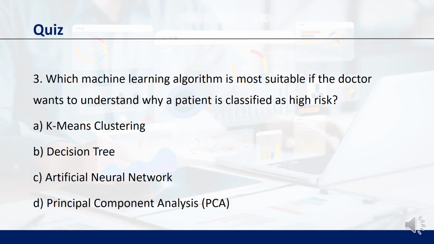The correct answer is decision tree. Why? Because the decision tree represents the prediction through a sequence of understandable decisions. We follow the path from the root node through decision nodes and the branches until we reach the final leaf. K-means is primarily used for clustering and PCA is mainly used for dimensionality reduction. Therefore, among the options given, decision tree is the most suitable algorithm for understanding a decision path.